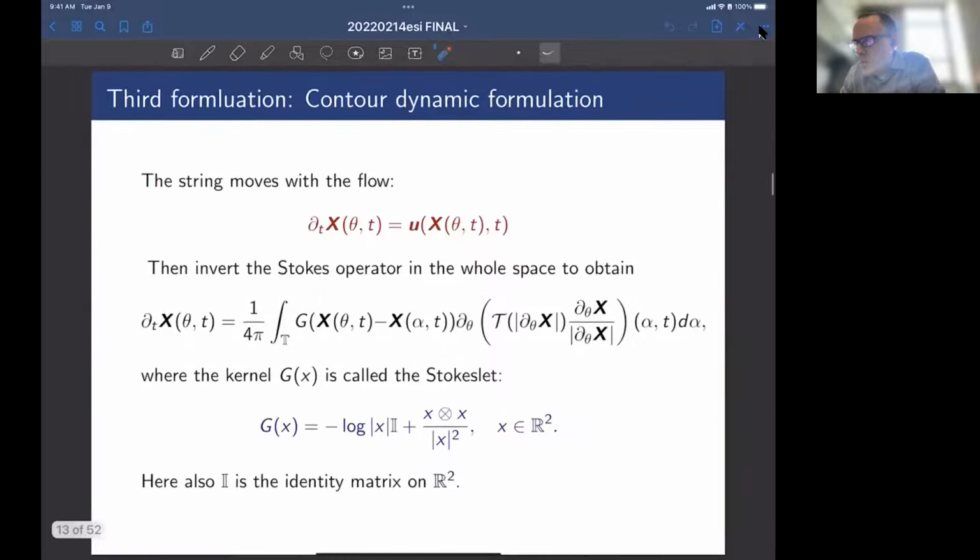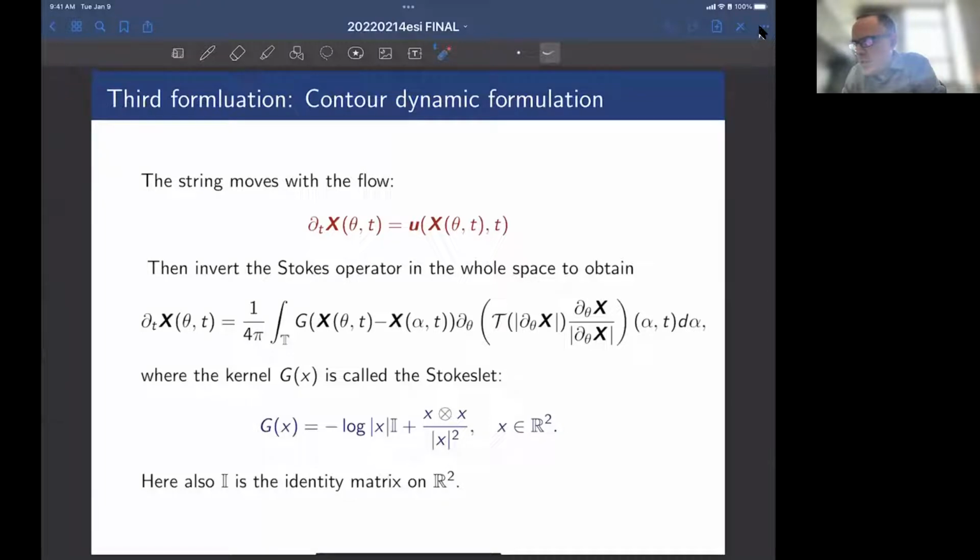A third formulation that's very useful for analysis is the contour dynamics formulation. When it says that the string moves with the flow, the time derivative of capital X is equal to the velocity evaluated at X, and you can invert the Stokes operator in the whole space, and you'll obtain this model, where d_t X is equal to the kernel G of X at theta minus X at alpha times the force integrated over alpha over all possible positions.